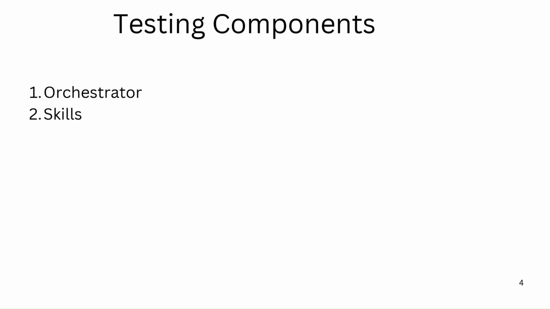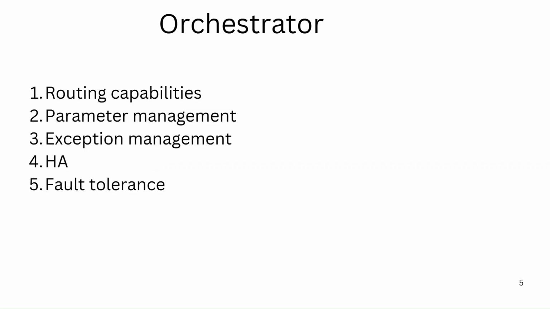So what are the testing components in this? When we want to test these multi-agents, what are the important aspects we have to consider? One is the orchestrator, another is the skills. The orchestrator is the primary component, very important, the entire heart of the application. So what do we have to test in the orchestrator? Basically we have to test the routing capability. When you input a prompt, the routing should be able to find the context of the query and redirect to the right agent.